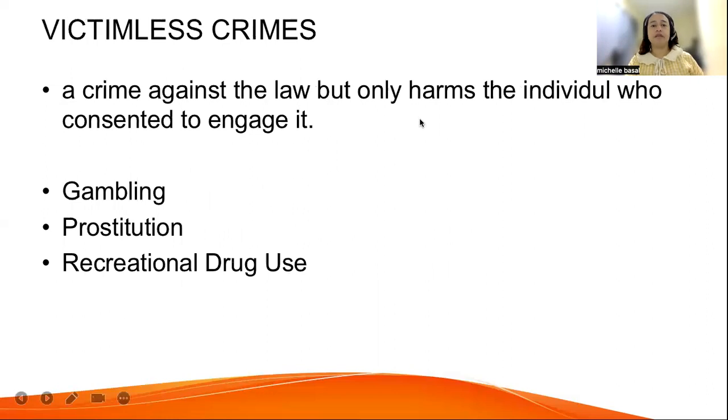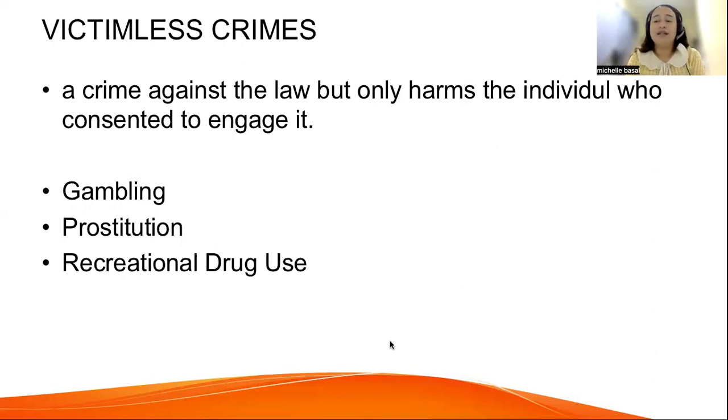Okay? So there are also crimes which are considered victimless crimes. These are crimes without a specific victim who is harmed, or the person who is considered a victim actually consented to engage in it. For example, gambling, prostitution, recreational drug use. Here, in drug use, it is the user who is the victim.